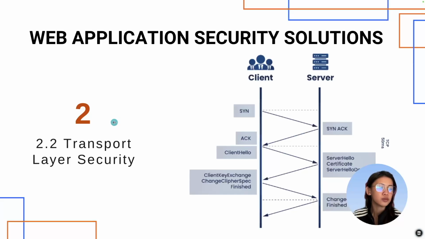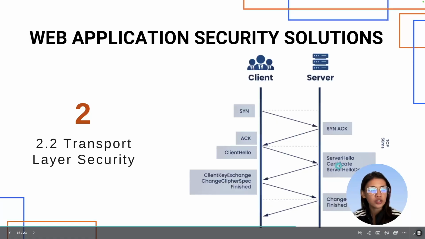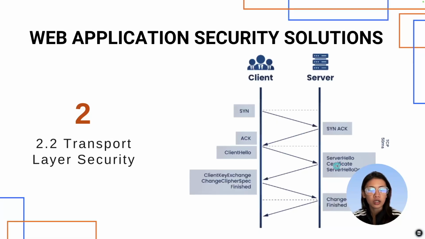Next, we have the Transport Layer Security. So this diagram here shows how the client or the user and the server establish a secure connection. Before the exchange of data, the client and the server perform a basic connection using SYN and ACK messages. These are also called TCP handshakes.